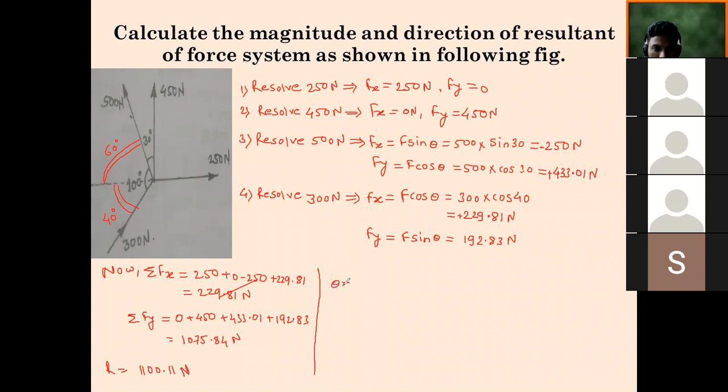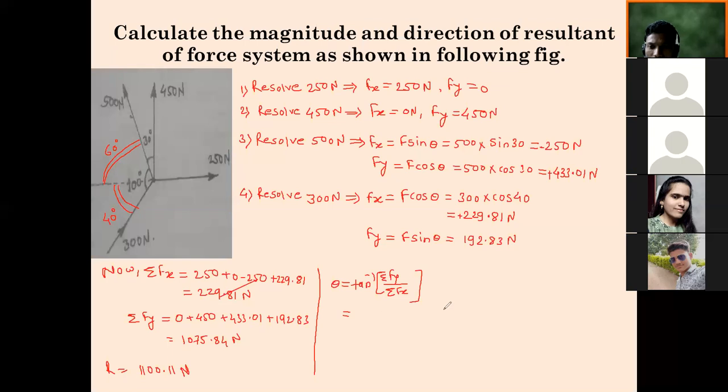Theta. Theta is equal to, so directly I will write here tan inverse of summation Fy upon summation Fx. Calculate. Your answer should be the same, at least for 2 to 3 students. It should not be different. Tell me the answer now.